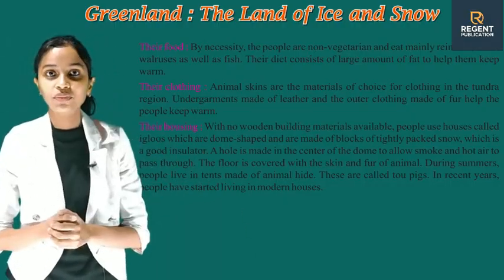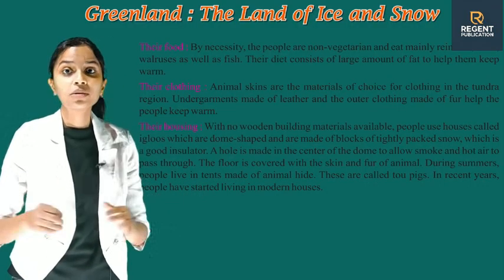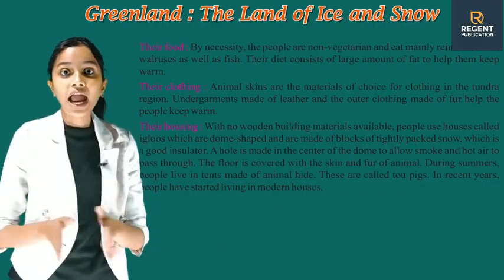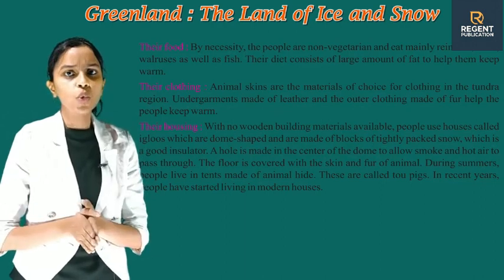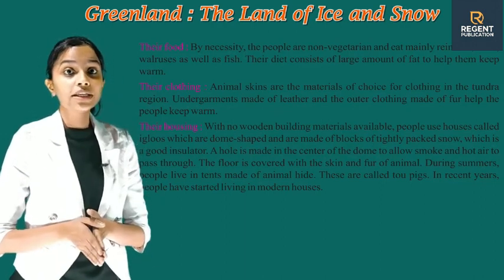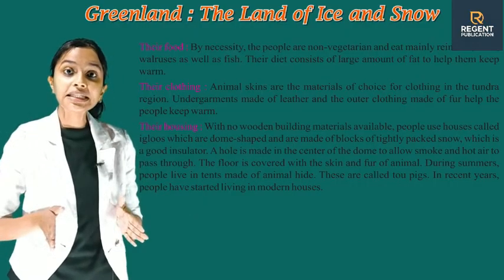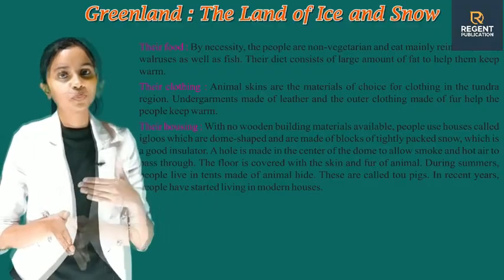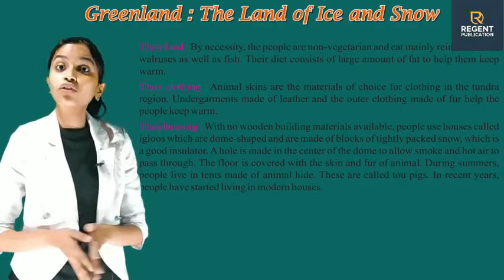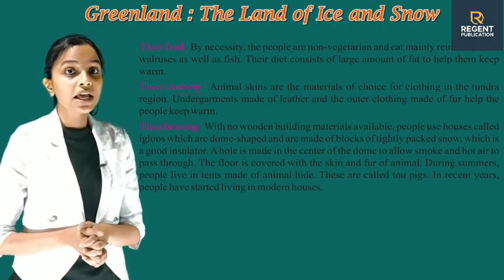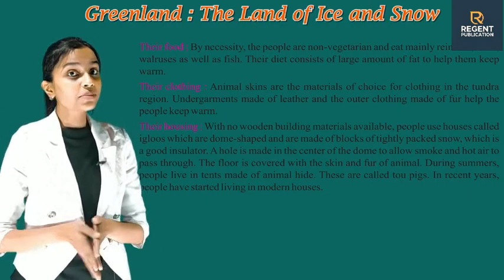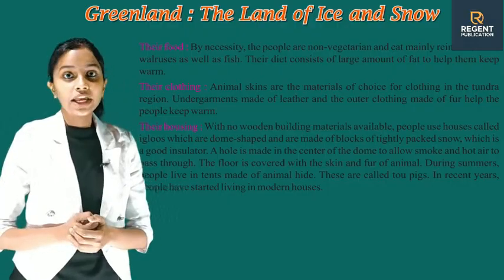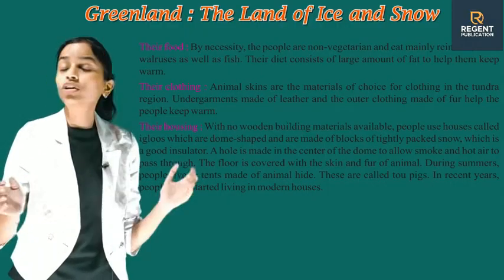Now their housing. With no wooden building material available, people use houses called igloos, which are dome shaped and are made of blocks of tightly packed snow, which is a good insulator. A hole is made in the center of the dome to allow smoke and hot air to pass through. The floor is covered with the skin and fur of animals. During summers, people live in tents made of animal hide. These are called topiks. In recent years, people have started living in modern houses.